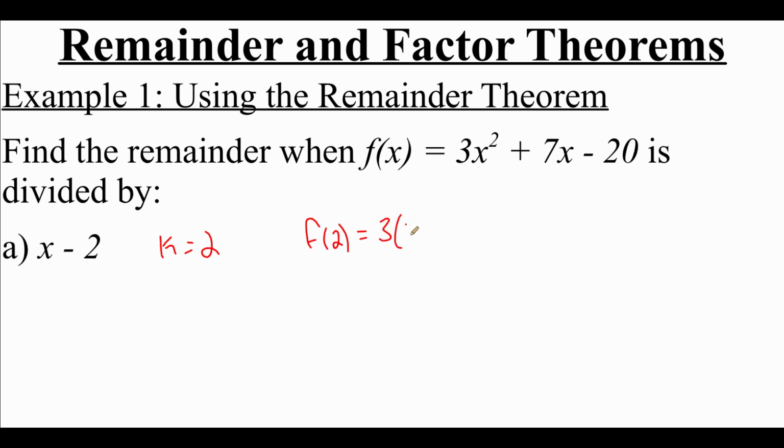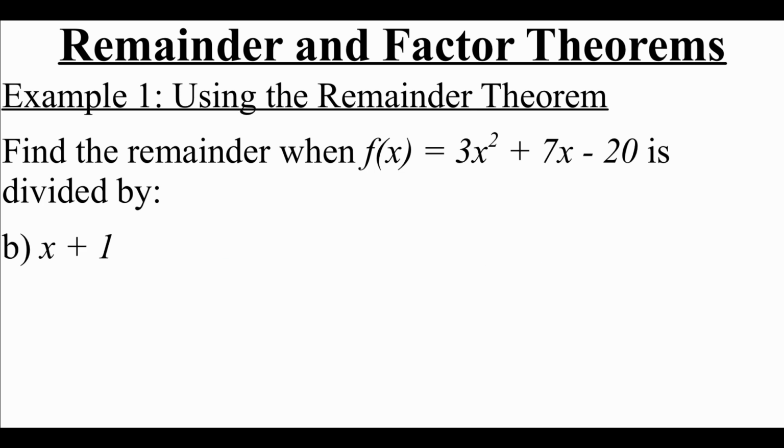So we're going to do 3 times 2 squared plus 7 times 2 minus 20. Well, 2 squared is 4, 4 times 3 is 12, 7 times 2 is 14, and then minus 20. And when we do all of that, we should just get 6 as our answer. So when we take 3x squared plus 7x minus 20 and divide it by x minus 2, then our answer will have a remainder of 6.